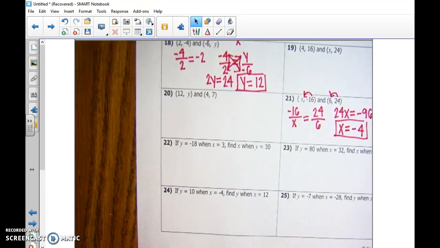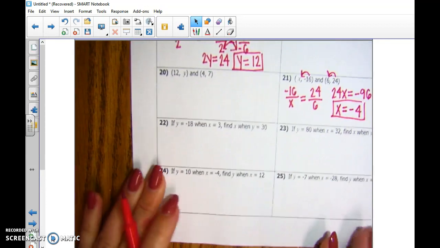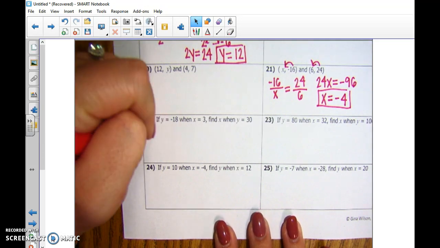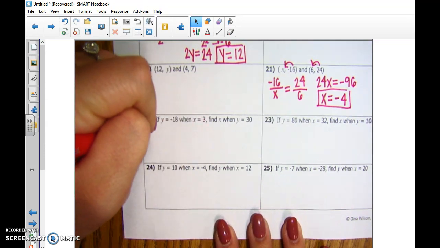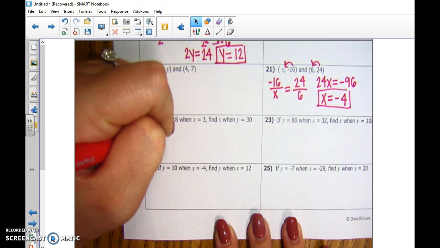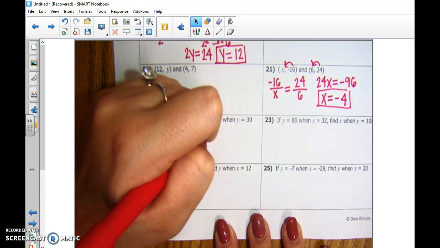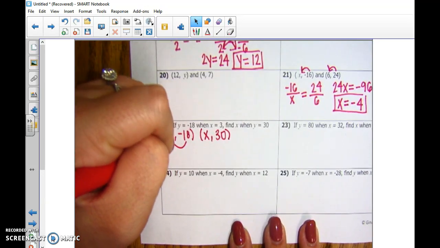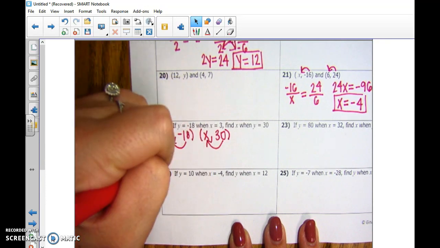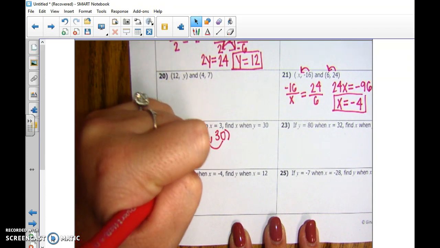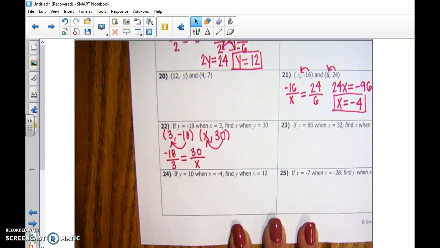So like number 22, we kind of have a word problem here. If y equals negative 18 when x equals 3, find x when y equals 30. So all we need to do here, I'm just going to rewrite it like an ordered pair. So I'm going to have 3, negative 18, and I'm going to have x, 30. So now I will just set up my proportion. So I'll have negative 18 over 3 equals 30 over x.